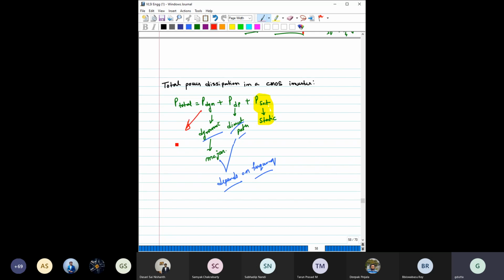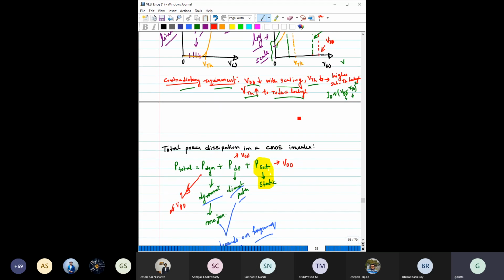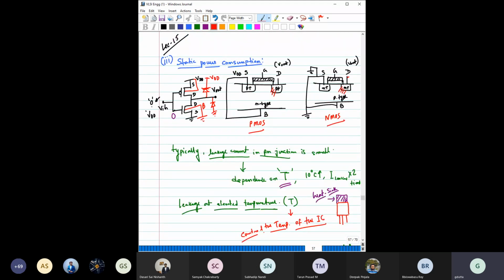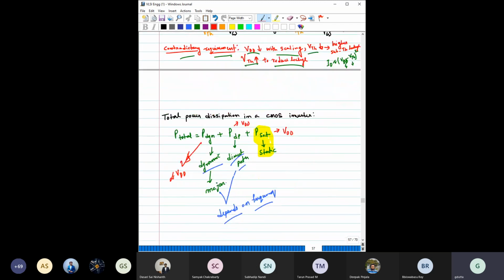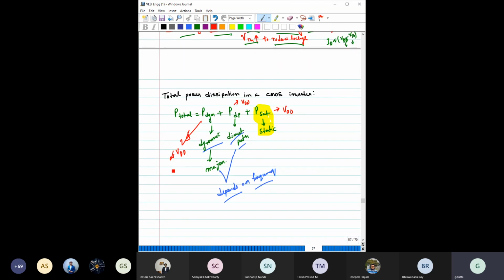This dynamic power dissipation is proportional to VDD square. This is proportional to VDD, and this P static is also proportional to VDD only, because it is basically the leakage current. If you have to see the power dissipation, then you have to find VDD into the total leakage current, right? So that way you can have some idea in your mind, for designing something, which one would be important. If you have to scale down VDD, then which power is going to play the major role and all this stuff.